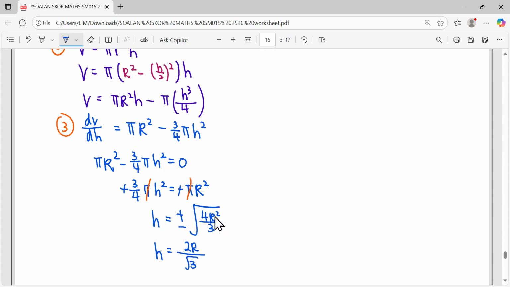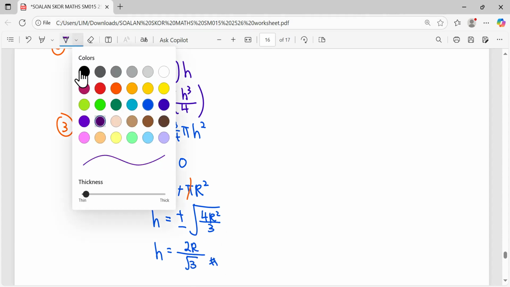Square root of 4R square, we get square root 4, which is 2, square root R square, we get R. So square root 3 will still remain. So this is our critical number. After we get this critical number, we continue to step number 4, doing the test.